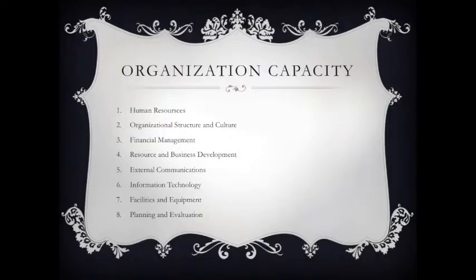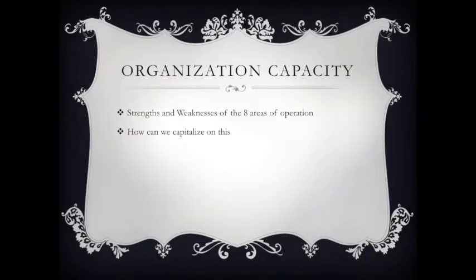For the organizational capacity section, it is important that we recognize the 8 areas of operation as defined by Allison and Kay: human resources, organizational structure and culture, financial management, resource and business development, external communications, information technology, facilities and equipment, and planning evaluation. We will analyze the strengths and weaknesses of the 8 areas of operation in your organization and make a plan for how to capitalize on them.